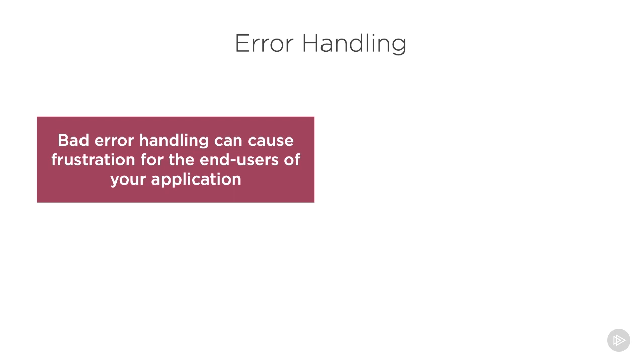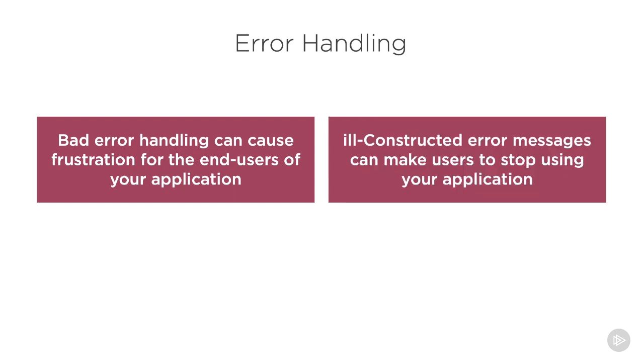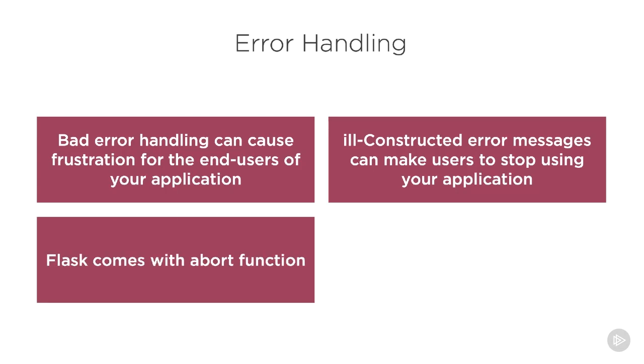Often overlooked, lazy error handling and ill-constructed error messages can fill users with frustration and make them stop using your application. A well-crafted error handling, on the other hand, can turn a moment of failure into a moment of delight. Flask comes with a handy abort function that aborts a request with an HTTP error code early. It will also provide a plain black and white error page for you with a basic description, but nothing fancy.